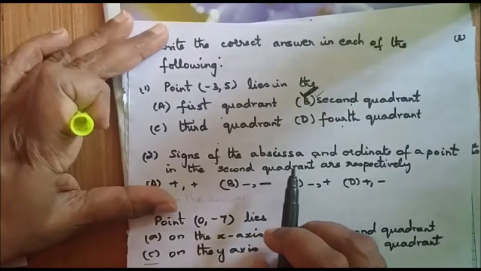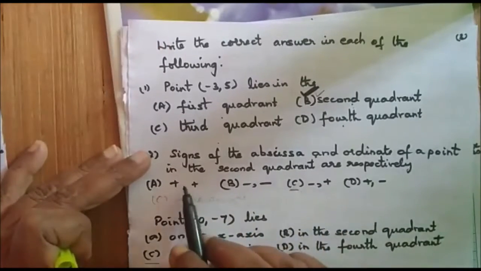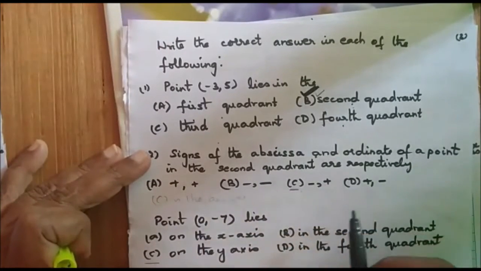Now, the signs of the abscissa and ordinate of a point in the second quadrant are respectively.